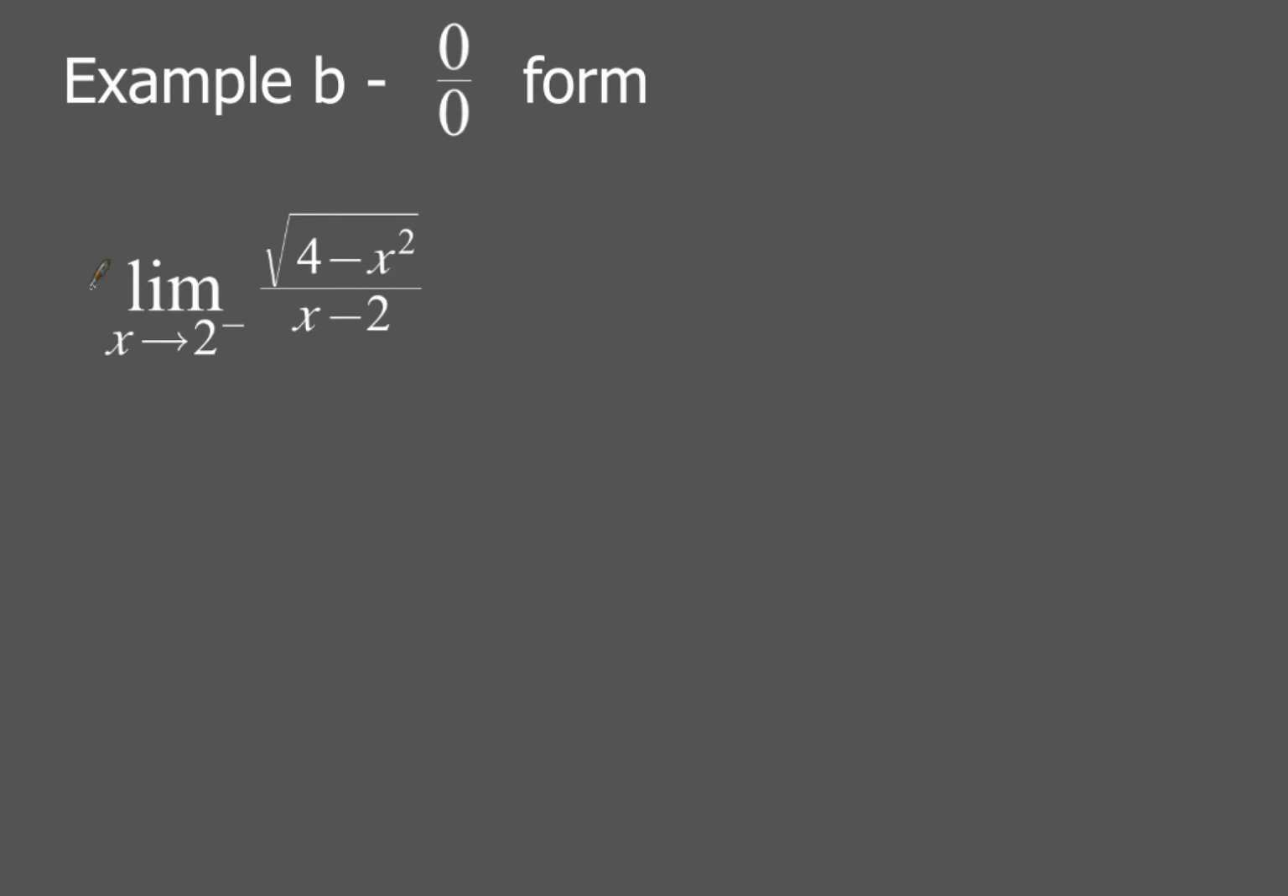Now we're going to take a look at this example where we're going to end up in the form 0 over 0. Notice in this particular limit, we're looking at x as it approaches 2 from the left-hand side. If you jump right in and plug in 2 squared, that's going to give you 4. So 4 minus 4 in the numerator is going to be 0. Of course, when you square root 0, you just get 0. And then 2 minus 2 gives you 0 in the denominator, so we do end up with a 0 over 0 form.